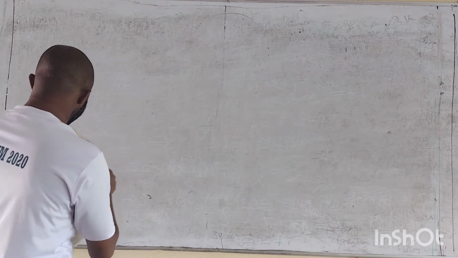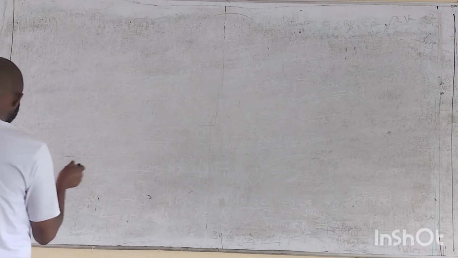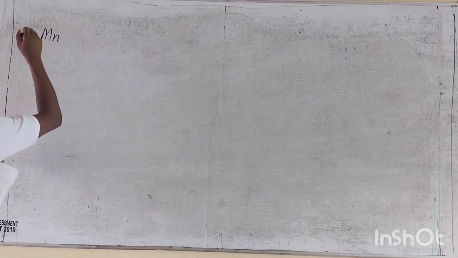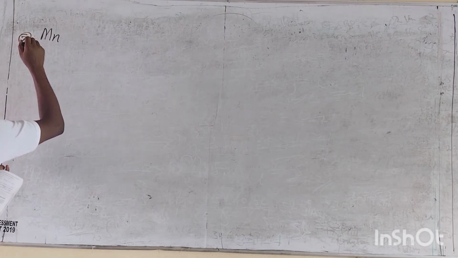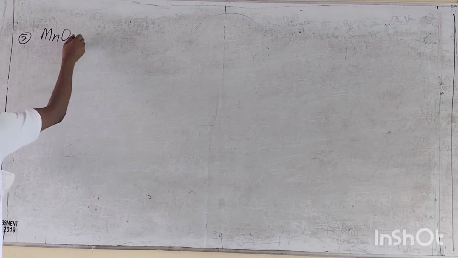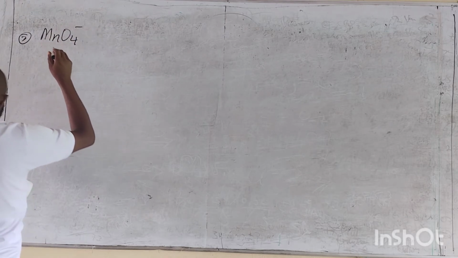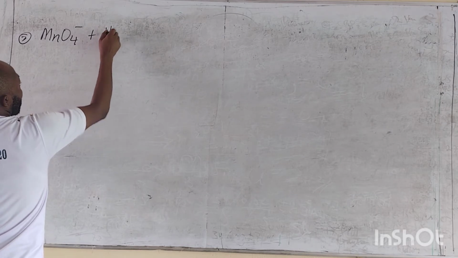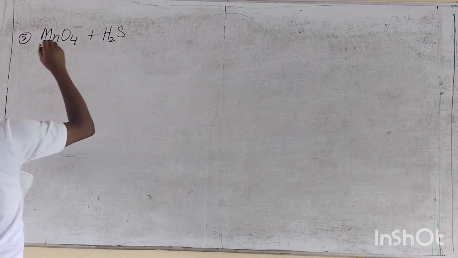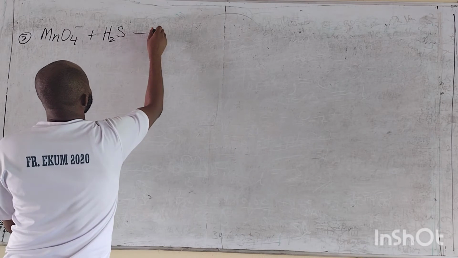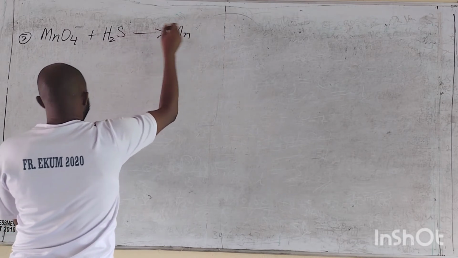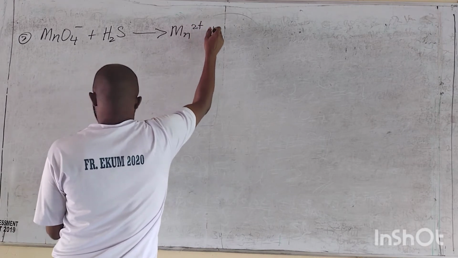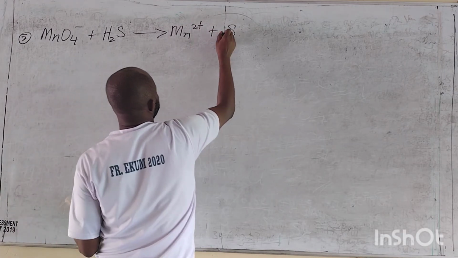Question number 2. It says we should balance the equation: MnO4 minus plus H2S, hydrogen sulfide, gives us Mn2+ plus sulfur.